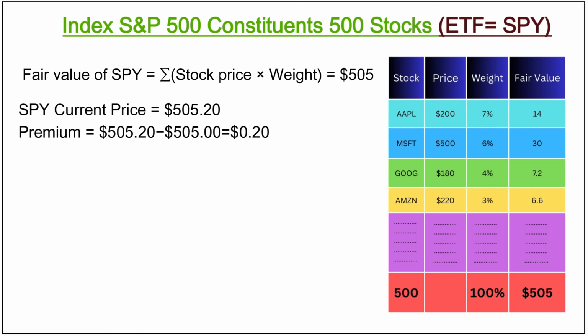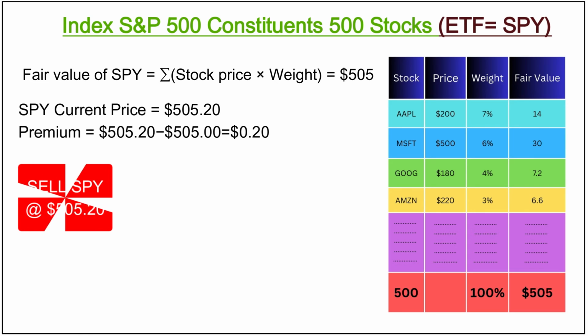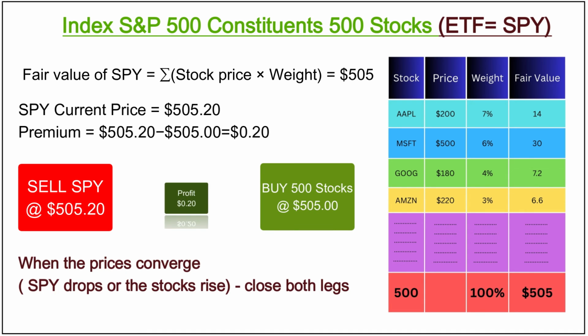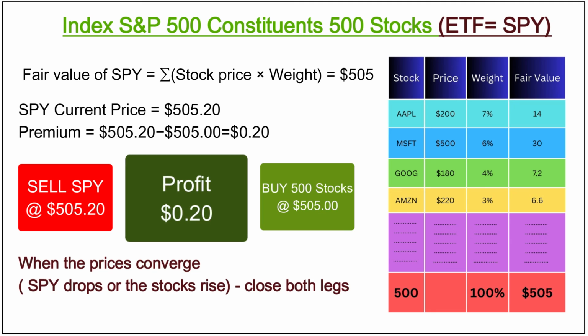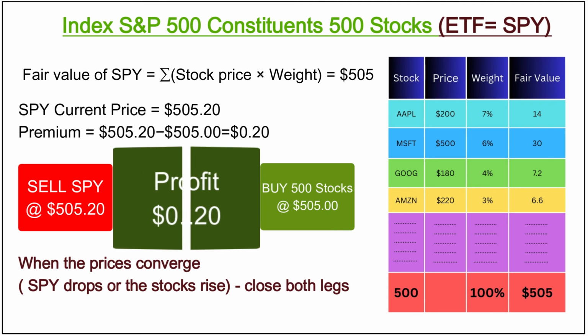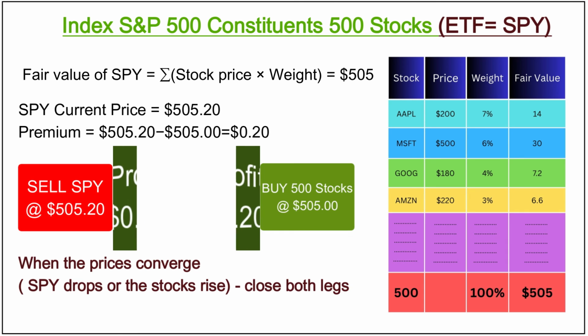So what the trader will do, they simply sell the SPY at 505.20 and buy all the 500 stocks proportionate to their weight, which is 505, and book a profit of 0.20. Now this is for one quantity of SPY. Now imagine if they can put in thousands of quantity. Now imagine how much profit they will make.